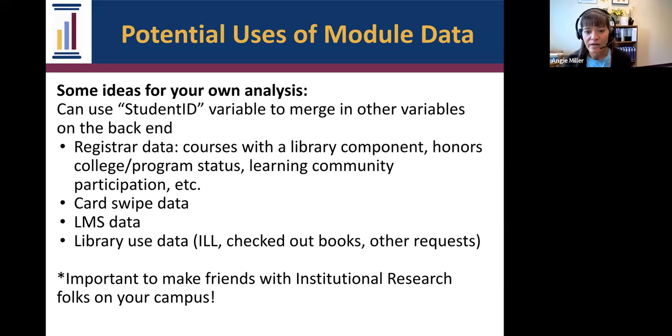Now, I do have highlighted here, it's important to make friends with the institutional research folks on your campus, because a lot of times these are the people who are going to be able to merge that data together for you. They're going to be the ones to make all of those links and the crosswalk between all of these different data files in order to have one big, very useful data file.